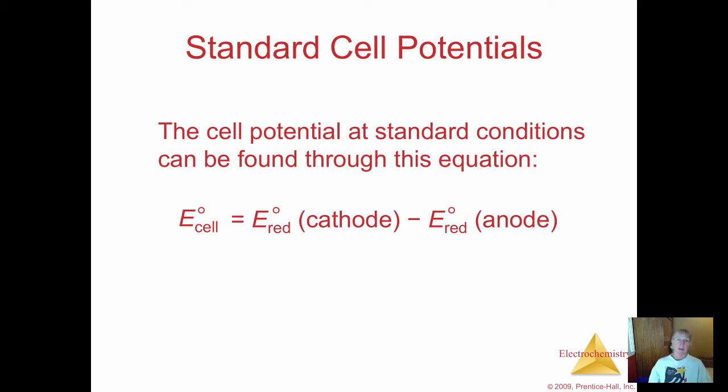If someone gives you a table like that, it's pretty simple. You take the voltage, and this is read as the cell potential. The little circle up there means under standard conditions. And you take the reduction potential of the cathodic reaction, the reaction that you figured out is happening at the cathode, and you subtract the reduction potential of the reaction that's happening at the anode, and you get the voltage of the cell. It's really just that simple.